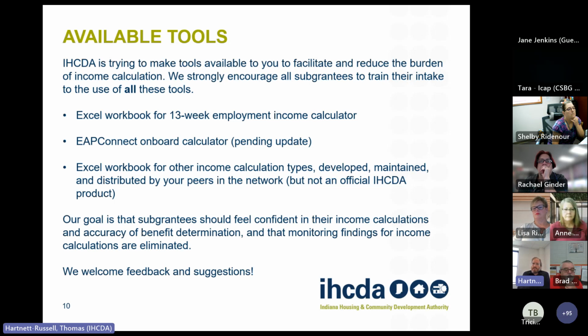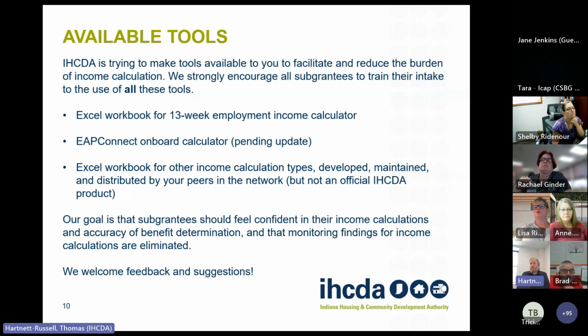The EAP Connect onboard calculator is pending this year's update. We are aware that there needs to be an update to the functionality of that calculator in order to ensure that it is returning the same results as our 13-week workbook tool. And there is also an Excel workbook for other income calculation types that has been developed, maintained, and distributed by peers within the network. That is not an official IHCDA product, but a lot of your peers put a lot of work into that and continue to put work into it annually to maintain it and update it. And we are very appreciative of that.